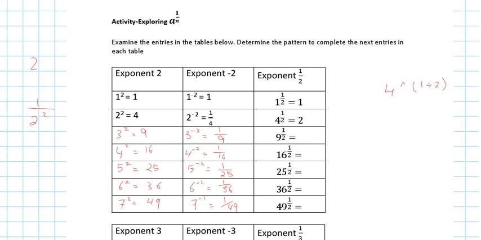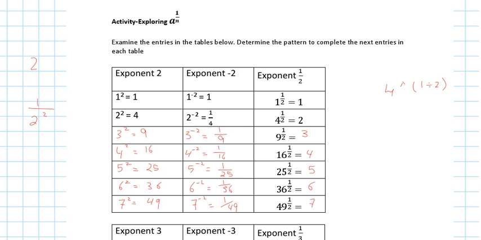Okay, so what do you get when you get 9 to the power of a half? 3. And then 16 to the power of a half? 25, 36, and 49 to the power of a half. So if I did 4 to the power of a half, I got 2, and 9 to the power of a half, I got 3, and so on and so forth.